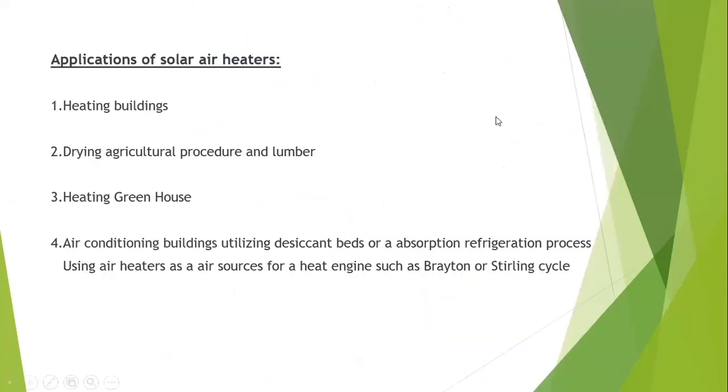Now we will see the applications of solar air heaters. The first application is heating buildings. Solar air heaters use roof, wall or window mounted solar collectors to heat the air that passes through them. This solar collector must be mounted on a south-facing roof or wall, where it gets full sun exposure, that is, it is not obstructed by trees, tall buildings or any other shade.